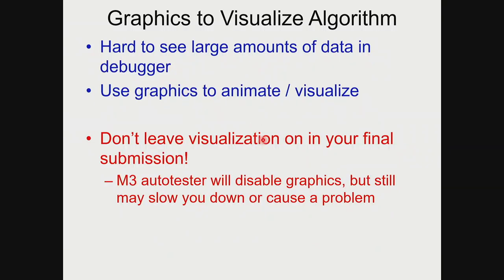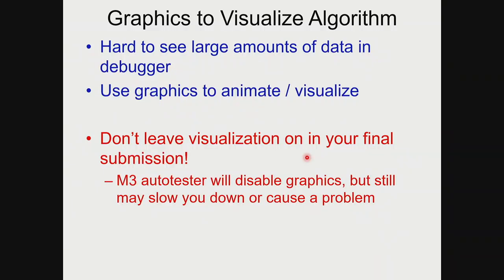But make sure not to leave the visualization in your final submission, because the M3 auto tester will disable the graphics, but it may still slow you down if you keep it on in some way that we don't know about. If it's right within the algorithm itself, we're not sure whether you're using graphics or not. Sorry, go ahead, Arnaud. So could we submit one branch which has graphics disabled, so it runs just the test case code, and then demo from another branch, or is it not possible?